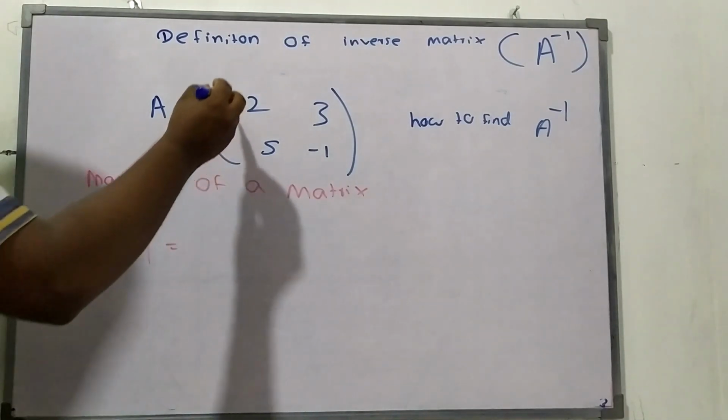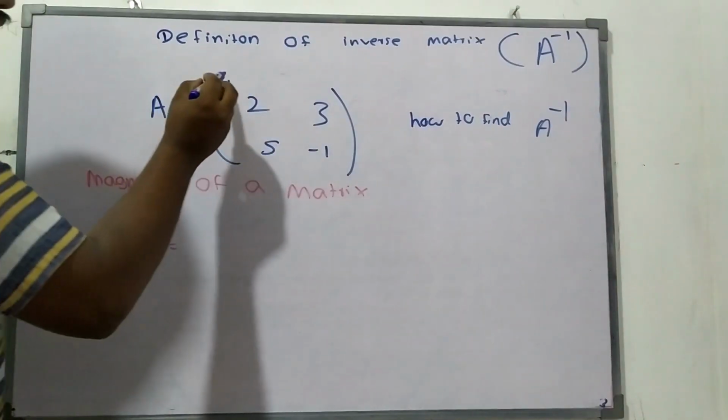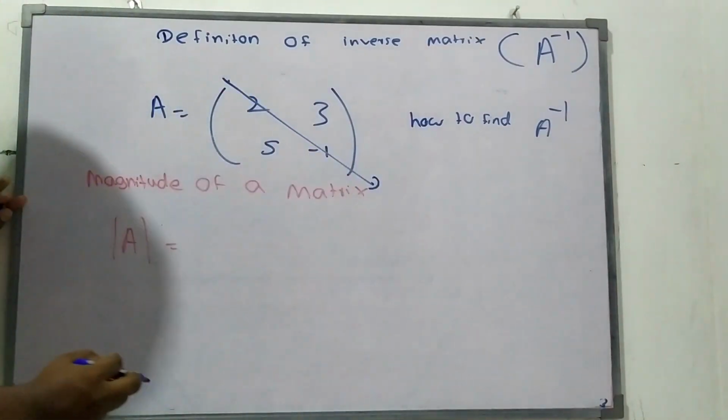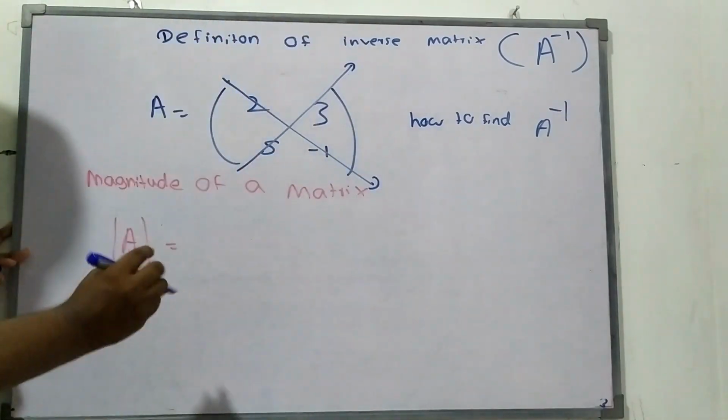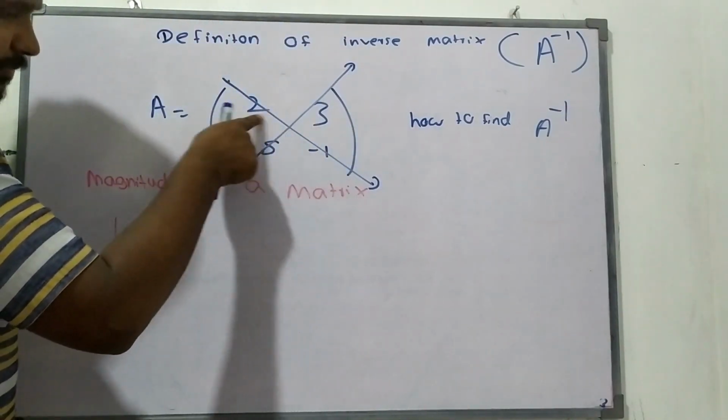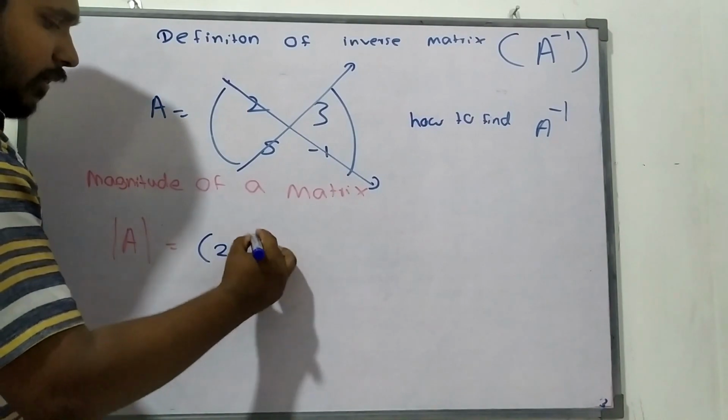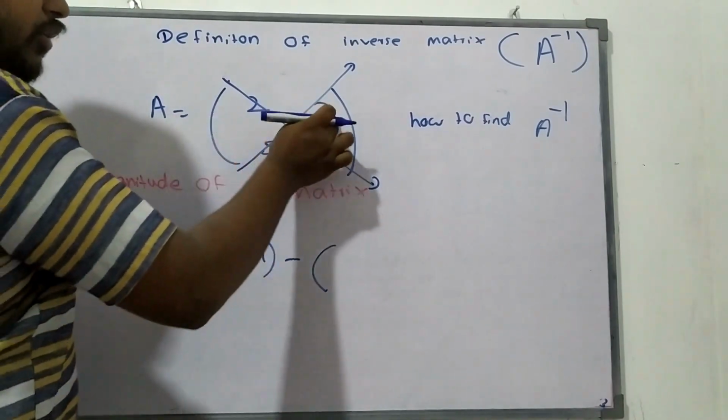So therefore, how to find it? This is my main diagonal. This is my secondary diagonal. I'm just multiplying the main diagonal parts. It's 2 into minus 1. And I'm going to subtract 5 into 3.